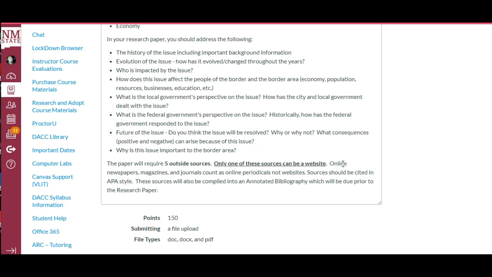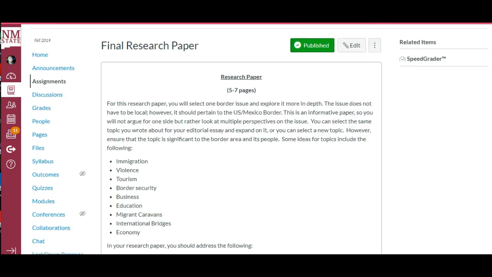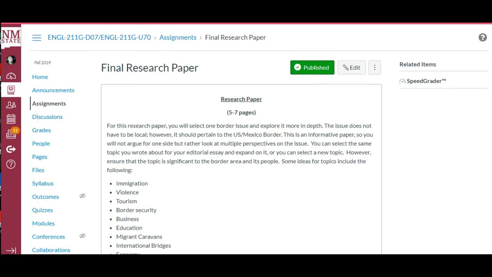And of course, please make sure that your sources are credible. I teach English 111, so I know that in English 111 you should have been taught how to evaluate sources. If you're not sure how to do that, I do have some information on evaluating sources under the APA module. So something else to keep in mind is that these sources are going to be compiled into an annotated bibliography. So now that we've gone over these instructions, we're going to address the process that we're going to go through when writing this research paper.